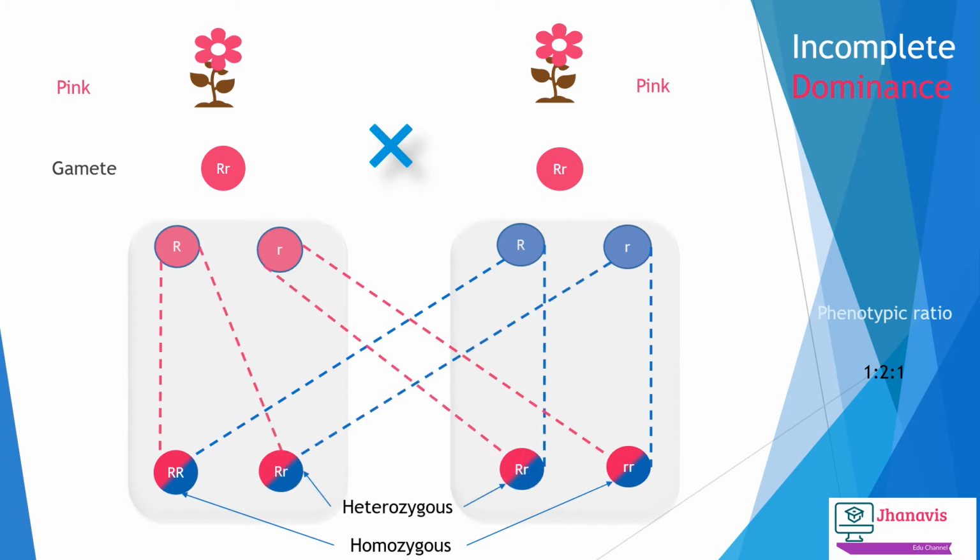Homozygous condition will be both capital R, and homozygous condition once again will be both small letters r, whereas heterozygous condition will be capital R and the small letter r, indicating the ratio will be 1:2:1. So red color flower will be 1, pink color flower will be 2 and white color flower will be 1. So this will be the phenotypic ratio of the F2 generation of an incomplete dominance.